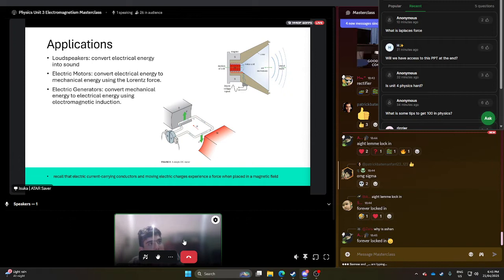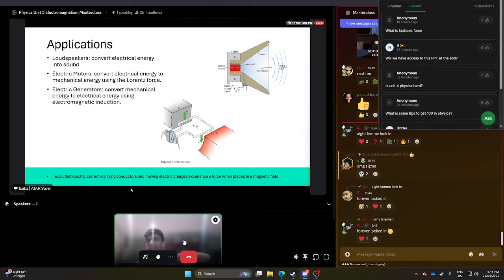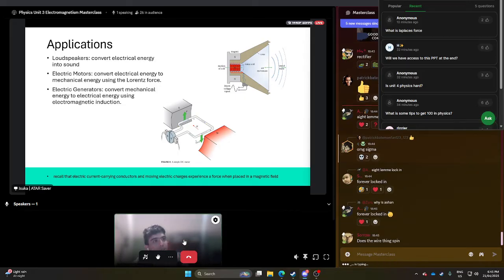Do you guys see the current that's going through? I guess you could say it's going clockwise in the square coil. And then you see that force going up and down, and that's because of the magnetic field.